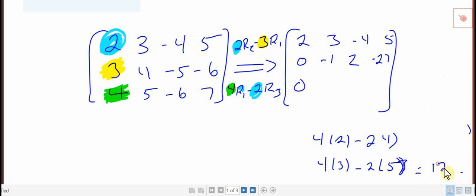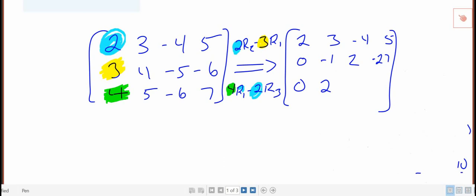That's going to be 12 minus 10, so that's going to be 2. Okay. And next one, 4 times negative 4 minus 2 times negative 6. So that's negative 16 plus 12, so that's negative 4. Okay. And I'm still trying to double check things as I go. Okay. And then 4 times row 1 minus 2 times row 3. So that is 20 minus 14, so we're going to get a 6 there.